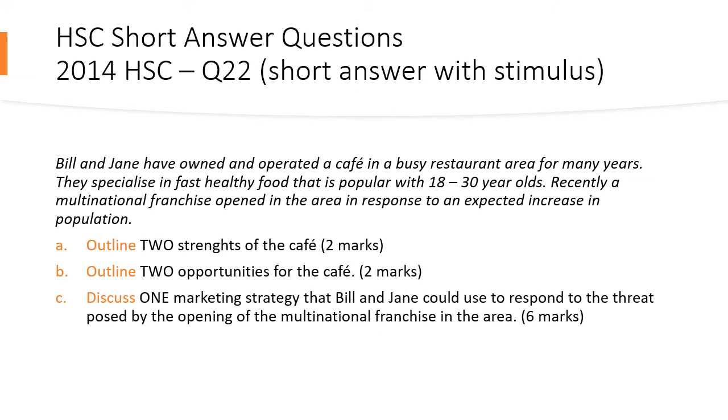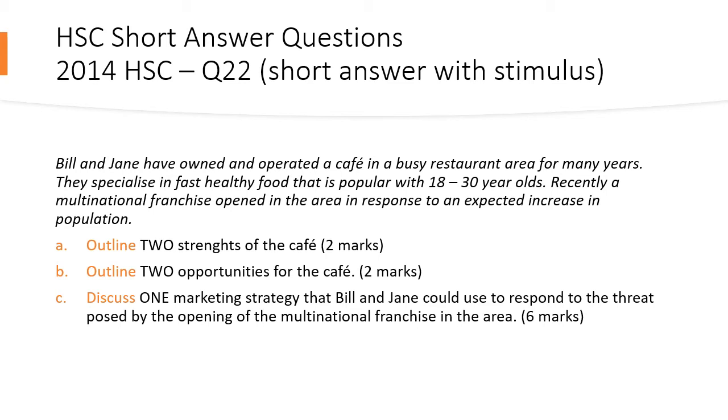Now, this is the example of a short answer question where you do have some stimulus. You've got a stimulus there that's talking about Bill and Jane and the cafe that they're operating. And then you've got your 3 questions there. So you've got outline 2 strengths of the cafe, outline 2 opportunities for the cafe, and then for 6 marks, discuss 1 marketing strategy that Bill and Jane could use to respond to the threat posed by the opening of the multinational franchise in the area.